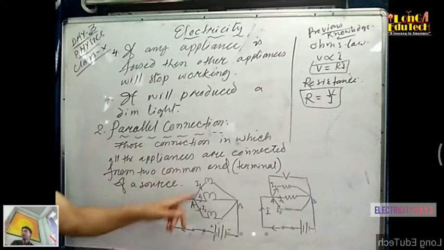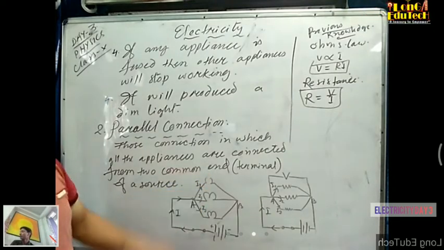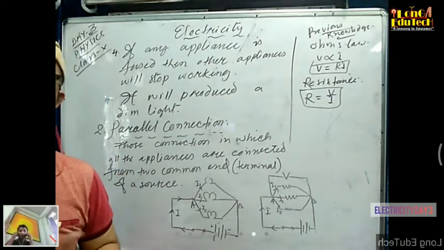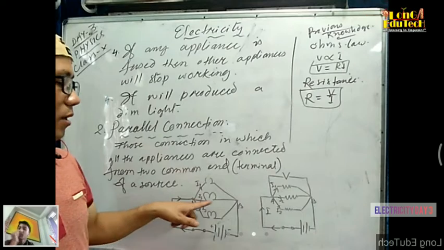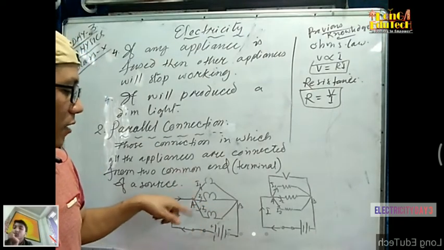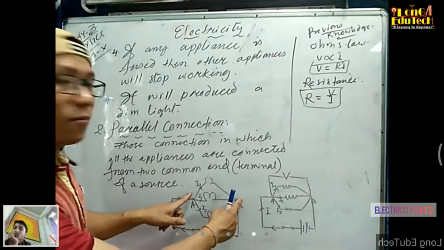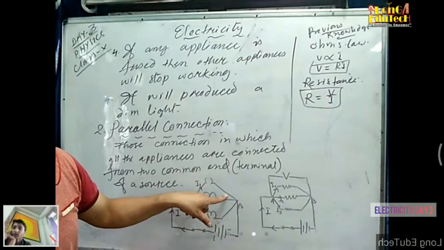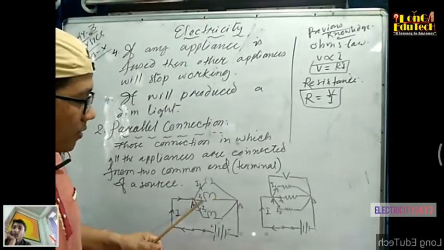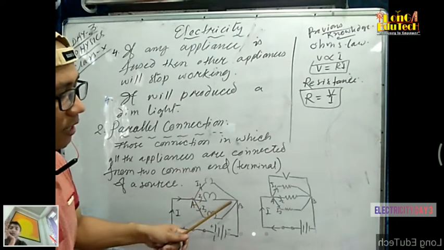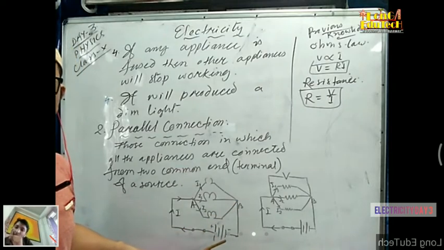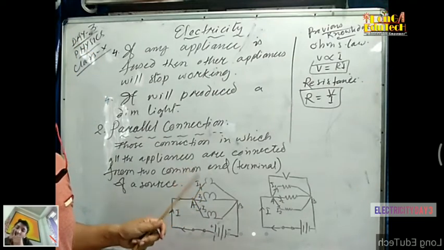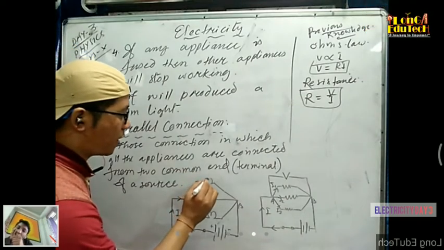And here see, if one bulb is fused here, what do you think? Will the other also stop working? No. If one bulb is fused, then nothing will happen. Why? Because here all the appliances get different currents, I1, I2 and I3. Since they are connected from two common endpoints, if this bulb is fused, its current stops coming through here. But the other bulbs are still getting the currents I2, I3, passing through the other endpoint to the battery. So there will be no effect on the other bulbs if one bulb stops working. So we have to know this point.